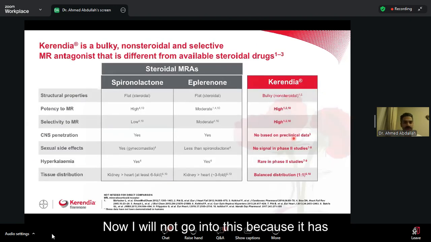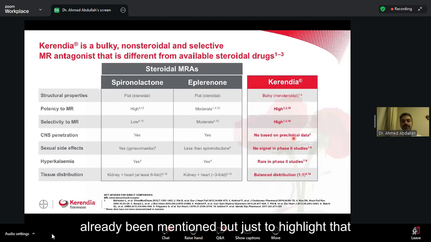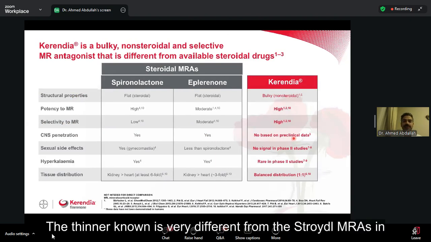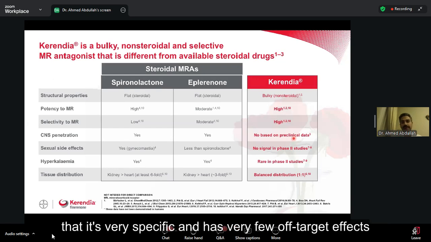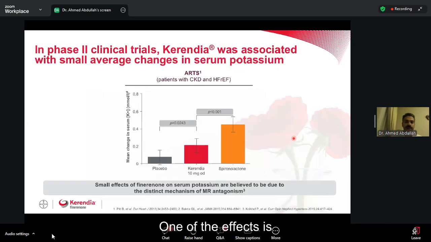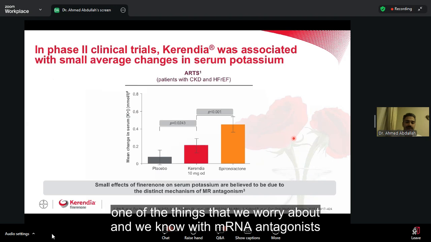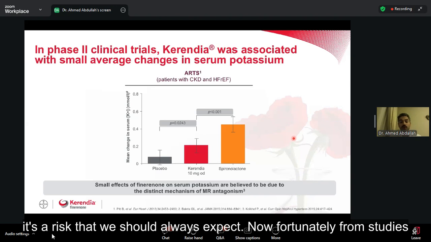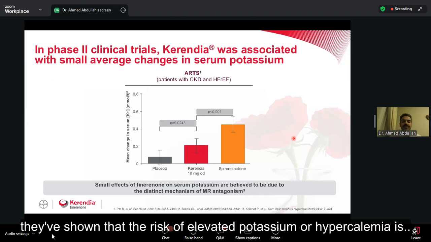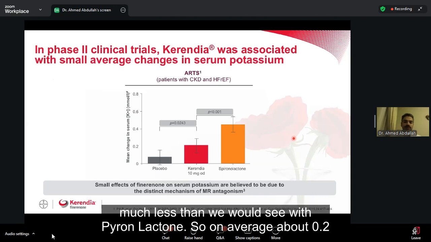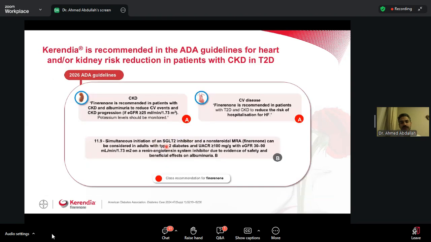Now, I will not go into this because it has already been mentioned, but just to highlight that finerenone is very different from the steroidal MRAs in that it's very specific and has very few off-target effects. Now, one of the effects is obviously hyperkalemia. It's one of the things that we worry about, and we know with MRA antagonists, it's a risk that we should always expect. Now, fortunately, studies have shown that the risk of elevated potassium or hyperkalemia is much less than we would see with spironolactone. So on average, about a 0.2 difference.